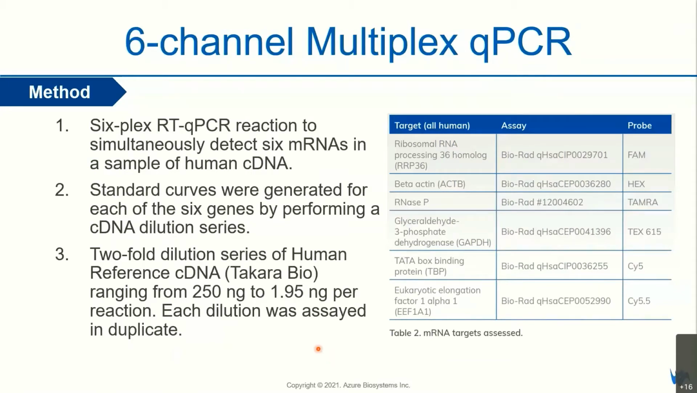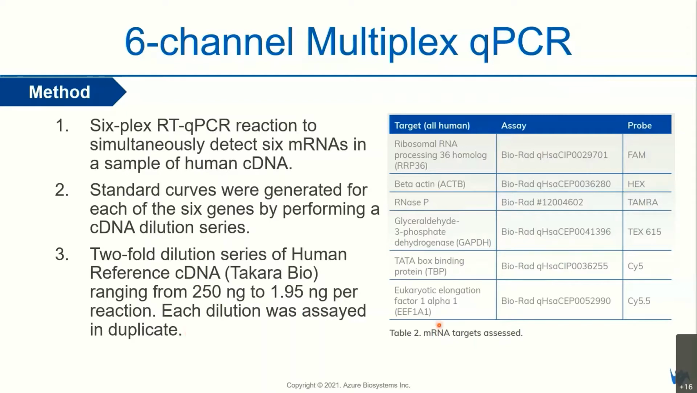Right, how do we produce the data in this application note? So this is the method. We are performing a 6-plex RT-qPCR reaction to simultaneously detect 6 mRNAs in a sample of human cDNA. And of course, we need to generate standard curves. Each of them has a standard curve generated by performing a cDNA dilution series. The two-fold dilution series of a human reference cDNA ranges from 250 nanograms down to 1.95 nanograms per reaction, and all these dilutions were assayed in duplicate.